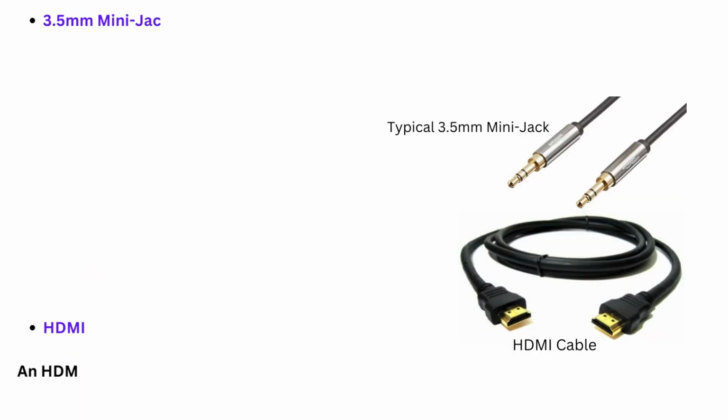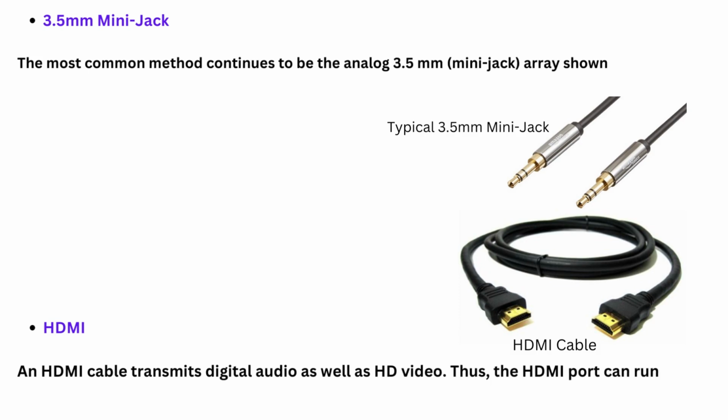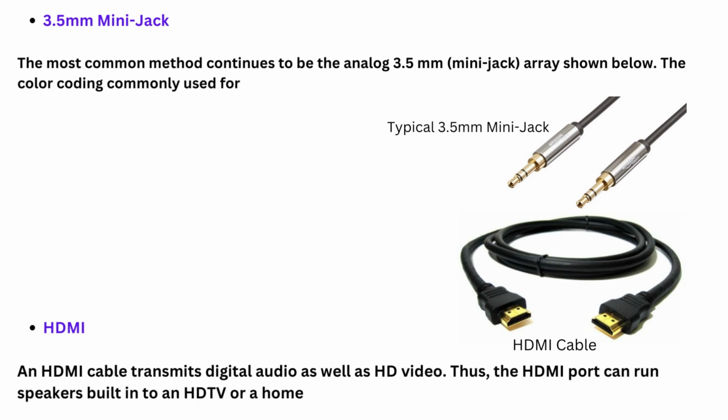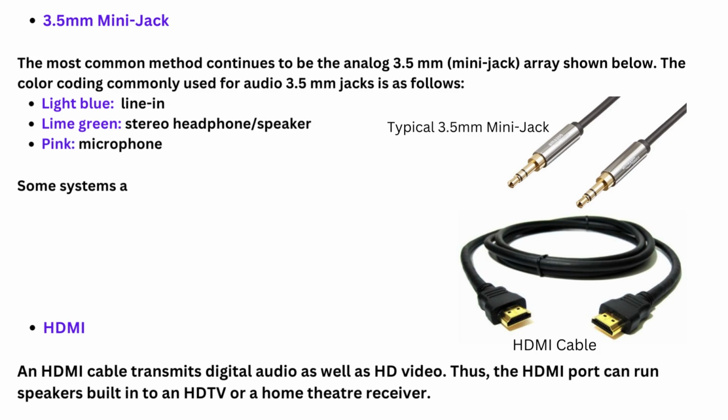3.5 mm mini jack. The most common method continues to be the analog 3.5 mm mini jack array shown below. The color coding commonly used for audio 3.5 mm jacks is as follows: light blue, line in; lime green, stereo headphone speaker; pink, microphone. Some systems add the following to provide support for 5.1 and 7.1 surround audio: black, rear speaker; orange, center or subwoofer; silver, side stereo.